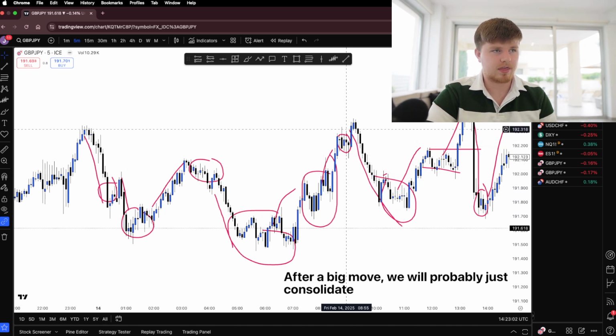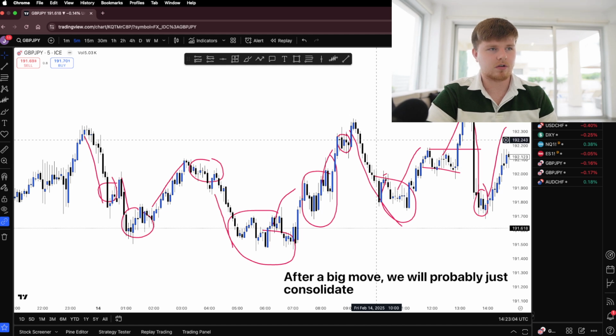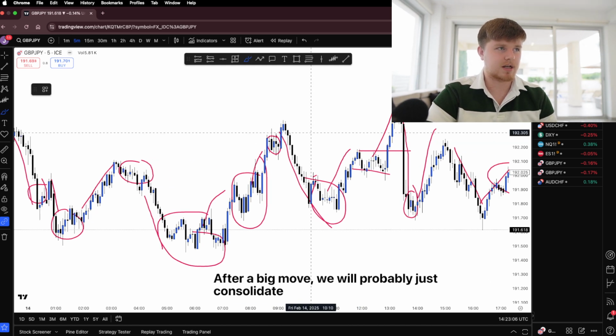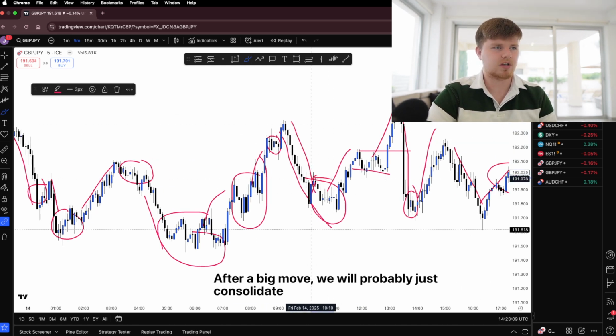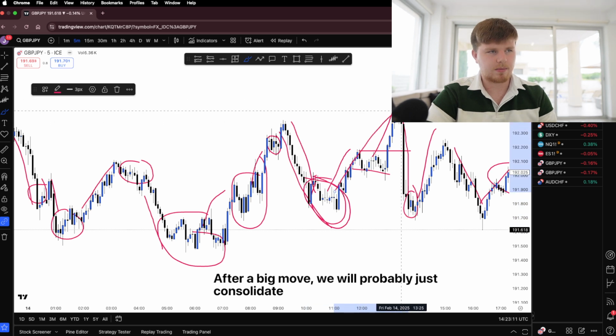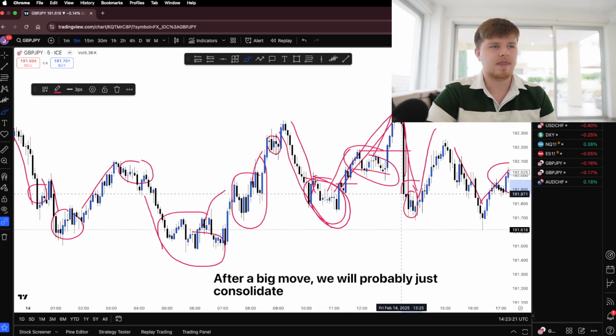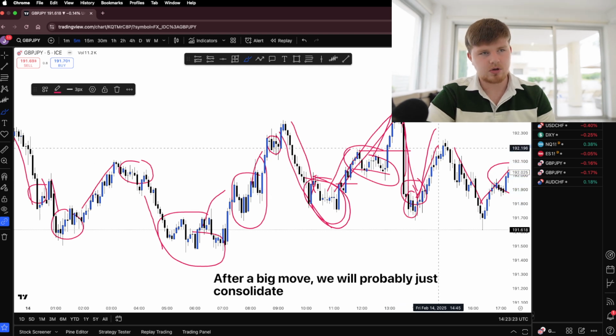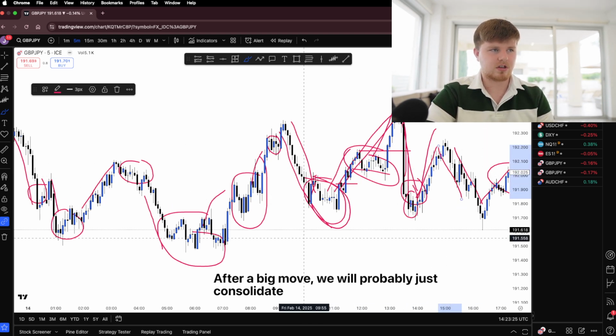We actually caught this exact move on stream yesterday. We caught this exact move down. Then we consolidated, then we pushed up. We caught this exact move up here, then we pushed up. We actually held through this consolidation, but then we pushed down because this was a news release. Then we consolidated, then we pushed up, down, kind of consolidated again.